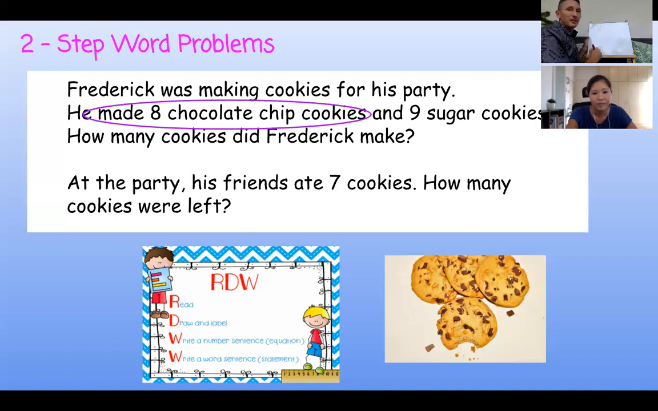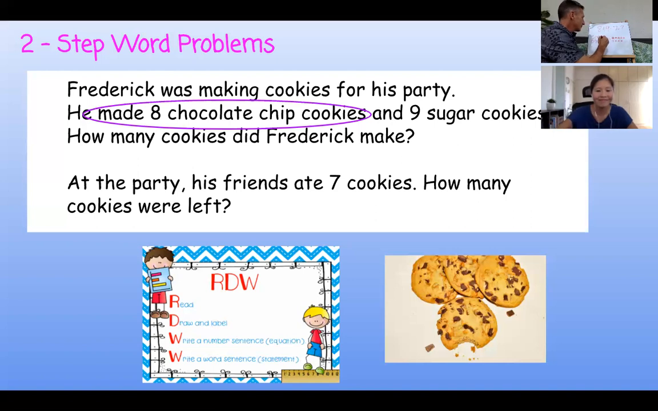So I'm thinking he's going to start with 8 chocolate chip cookies and he made 9 sugar cookies. So we're going to be combining those. And then his friends ate 7 of them. So we're going to be taking away 7. And then we don't know how many he had there. So if I was going to draw a picture and show my thinking, I might start with 8. 1, 2, 3, 4, 5, 6, 7, 8. And then I'm going to count 9 more. I'm going to add 9. 1, 2, 3, 4, 5, 6, 7, 8, and 9. Okay, so I'm going to be combining those.